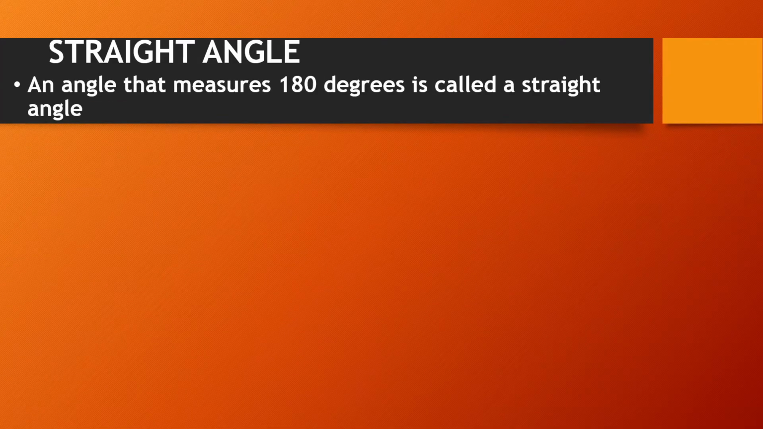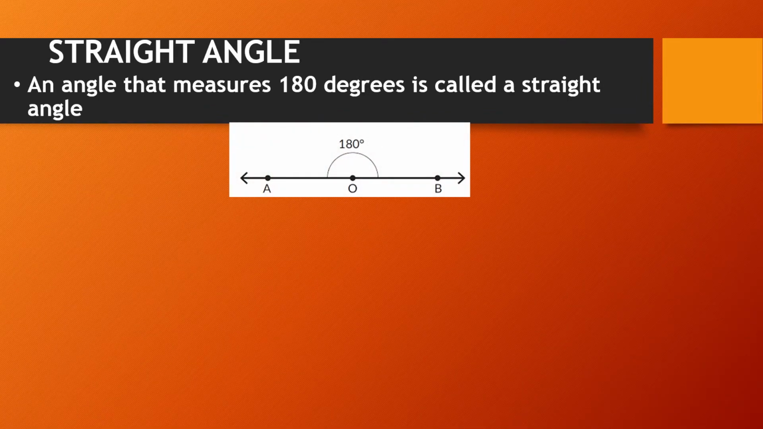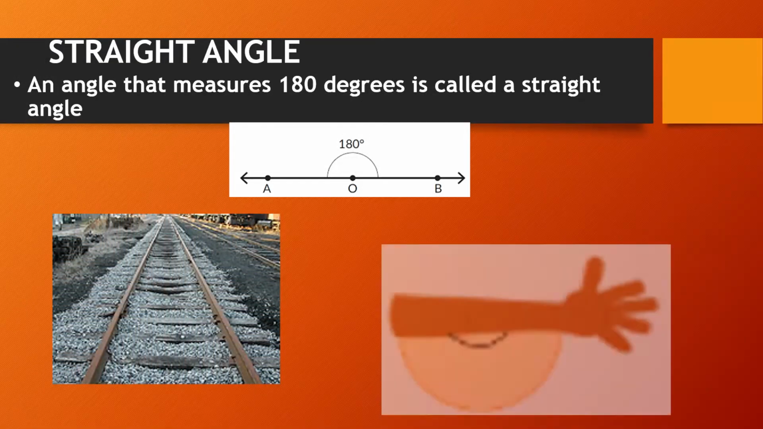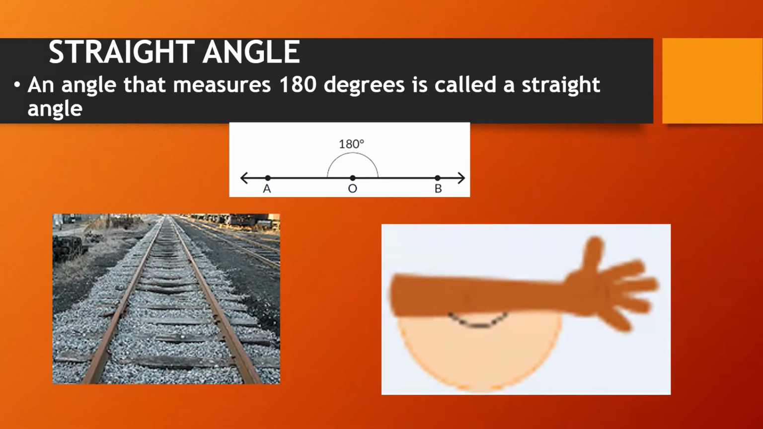Here is another type of angle, straight angle. As the name says, it is straight. An angle that measures 180 degrees is called a straight angle. Have a look at these pictures. It shows straight angles.